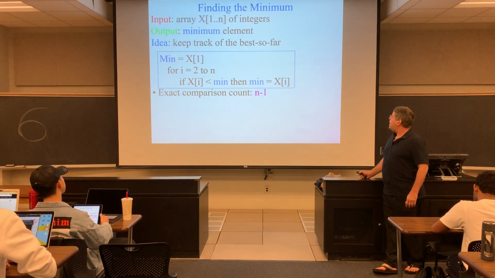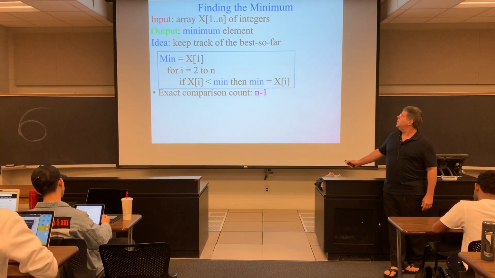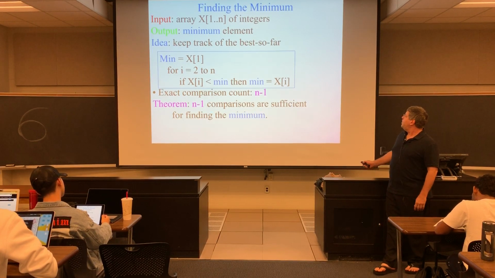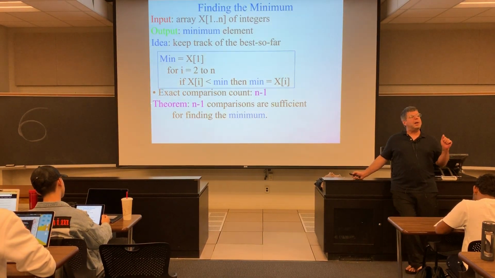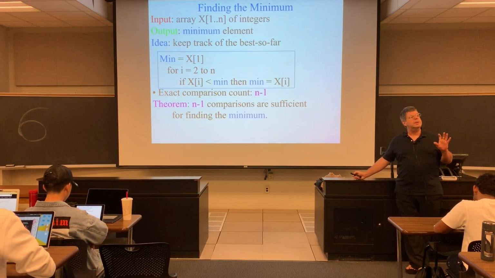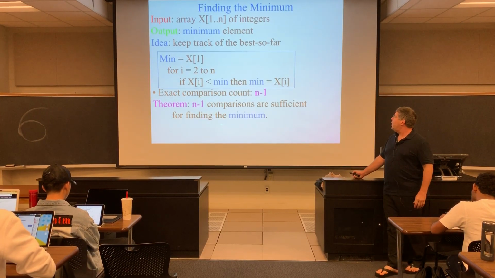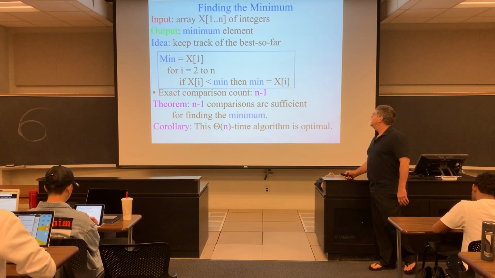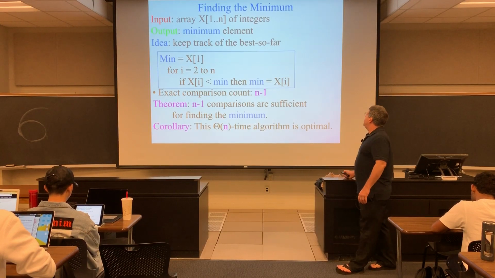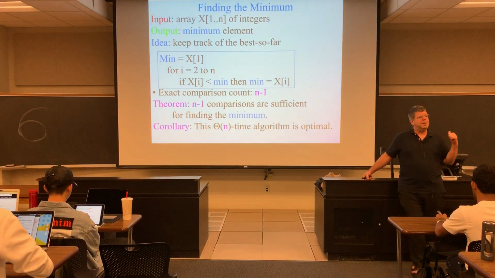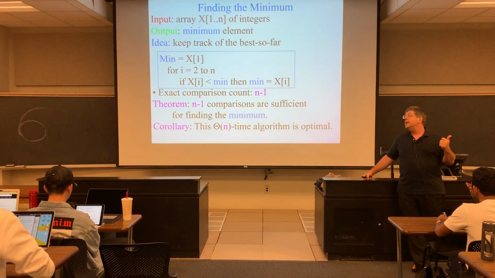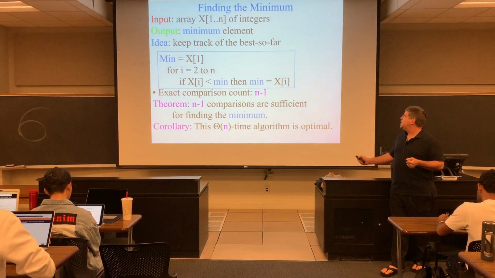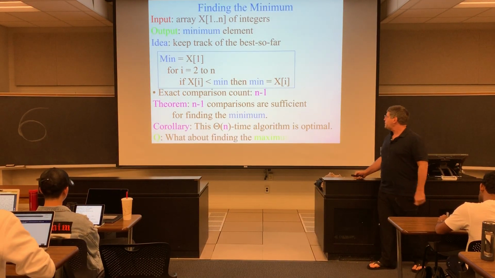Okay, so the exact comparison count here is n minus 1 because you start with 2 in the loop and you keep going. So n minus 1 comparisons are sufficient. And this is not an asymptotic bound. This is an exact bound. Right? N minus 1 comparisons are sufficient. Why? Because this one does the job and it works every time. It's correct, this piece of code, this algorithm. And so this gives you a theta of n time algorithm because we already know the lower bound is linear. In fact, it's n. The upper bound is the same as the lower bound. So this algorithm here is asymptotically optimal.